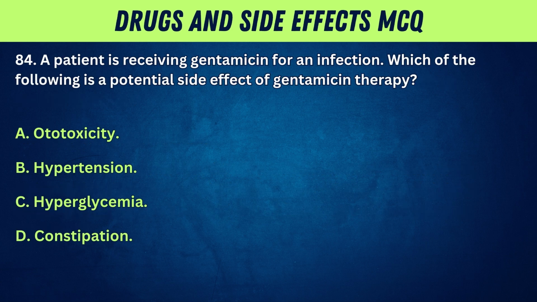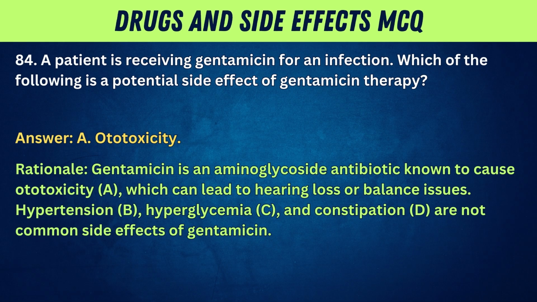84. A patient is receiving gentamicin for an infection. Which of the following is a potential side effect of gentamicin therapy? A. Ototoxicity. B. Hypertension. C. Hyperglycemia. D. Constipation. Answer: A. Ototoxicity. Rationale: gentamicin is an aminoglycoside antibiotic known to cause ototoxicity, which can lead to hearing loss or balance issues. Hypertension, hyperglycemia, and constipation are not common side effects of gentamicin.